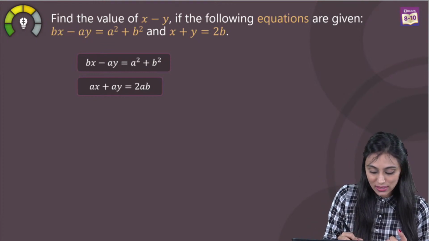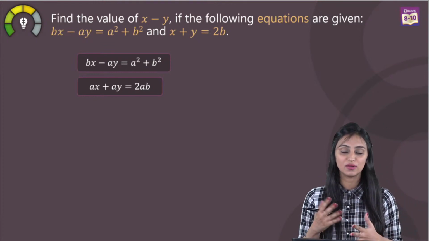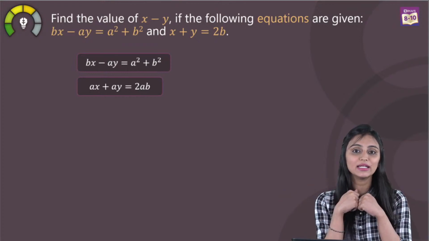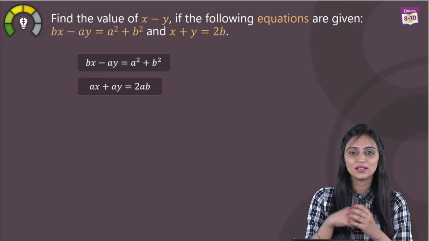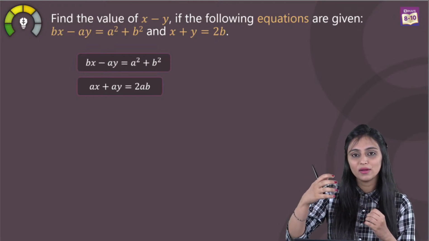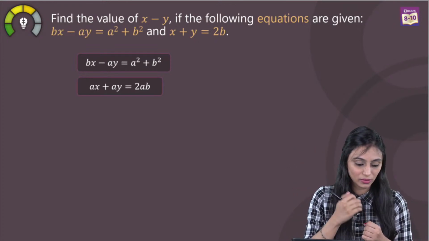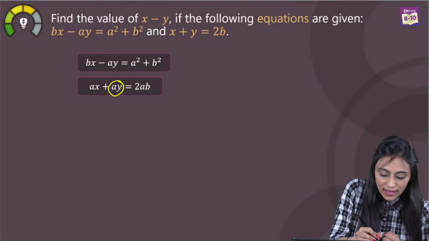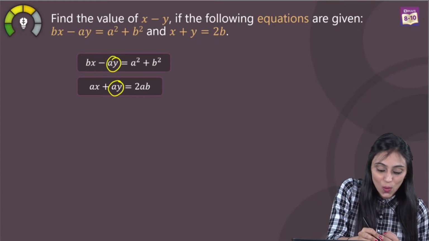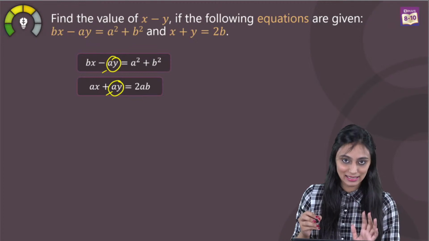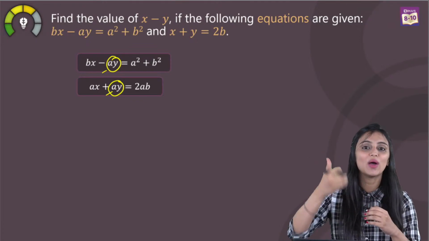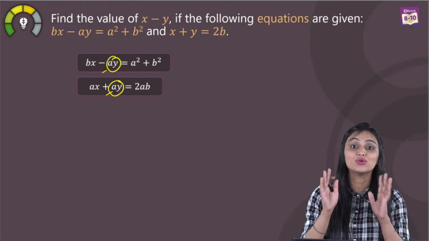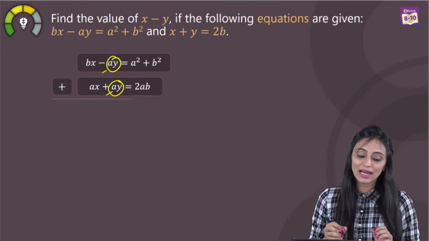Now, sometimes students get confused. When they have the two equations, they get confused whether we have to add them or subtract them. So let me tell you something. Elimination method means we have to eliminate something from here, right? So you see that this ay and ay are exactly the same. The only difference is in their signs. So when the signs are different, but the terms are exactly the same, in that case you should add the equations. So I'll add them up.